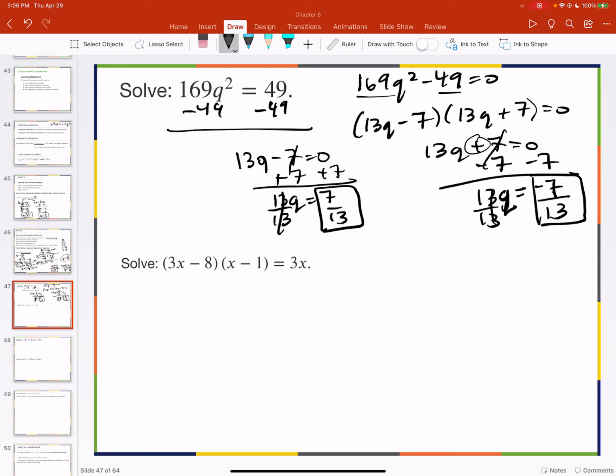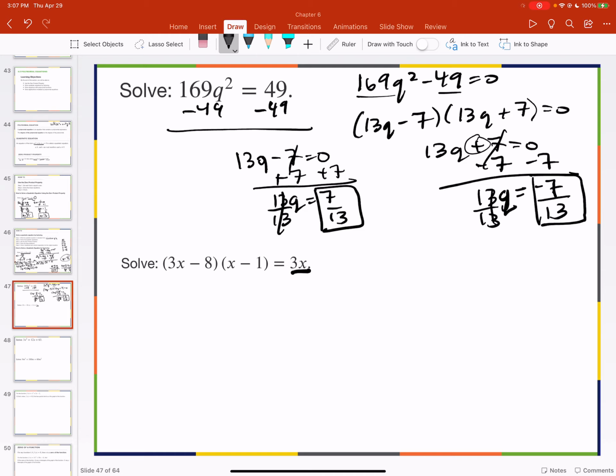Okay, what about this one here? It looks like it's factored already, but is it set equal to 0? No. So now we have to multiply it out, subtract 3x from both sides, so we do get that 0 on the side of the equation that we want, combine like terms, and then factor again. Okay, so let's go ahead and do that.